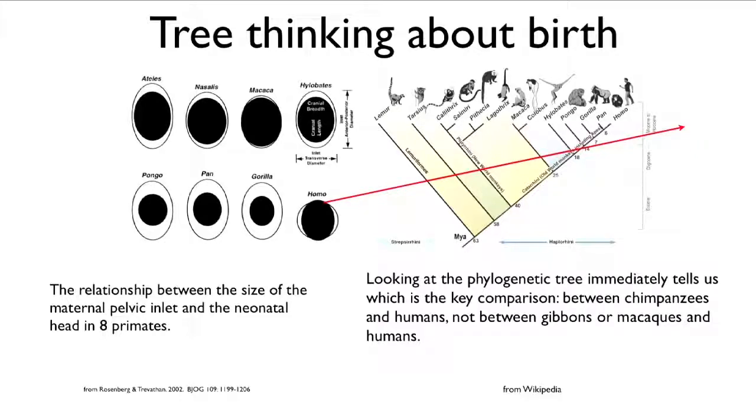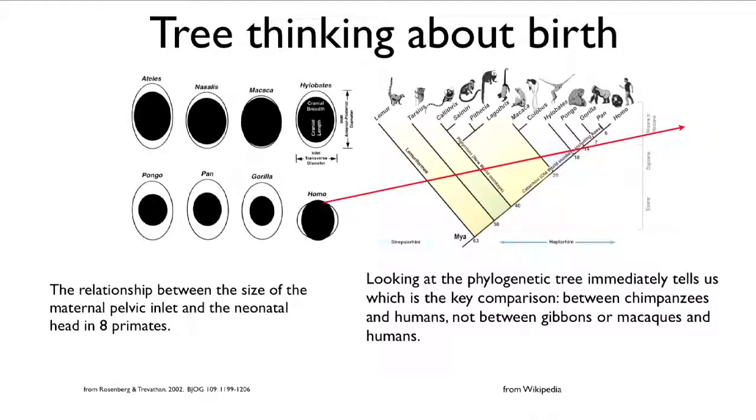So let's think about birth for a moment. And what we have here on the left are sketches of the birth canal and the infant cranium. The infant cranium is the black dot, the birth canal is the oval around it, in a series of monkeys, and this is the gibbon.